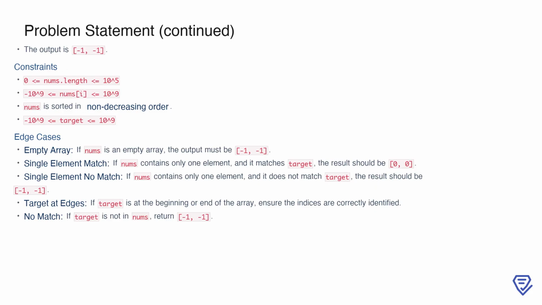Since the array is guaranteed to be sorted, we can leverage this property to optimize our solution. Edge cases include situations like an empty array, a single element array where the target may or may not match, and cases where the target appears at the very beginning or end of the array. In all these scenarios, the algorithm must handle the inputs correctly and return the desired output efficiently.